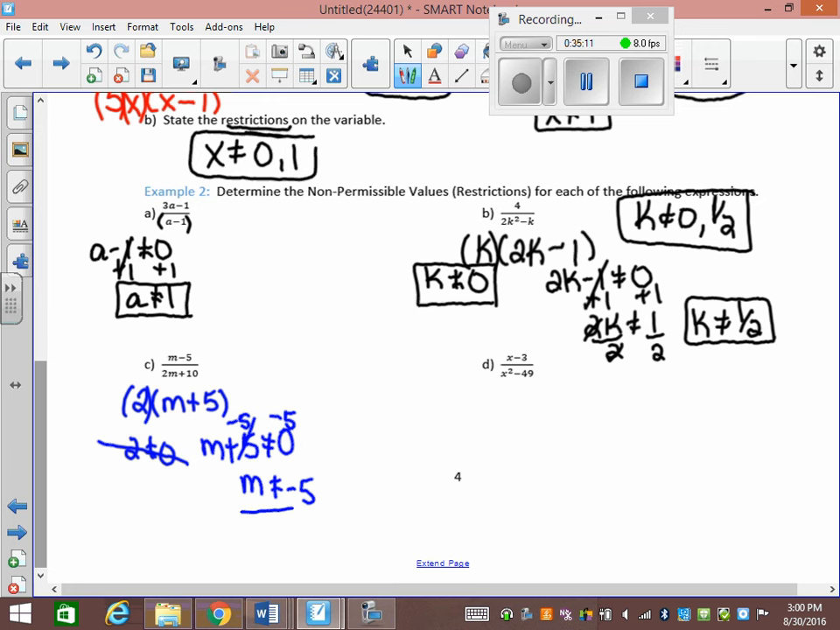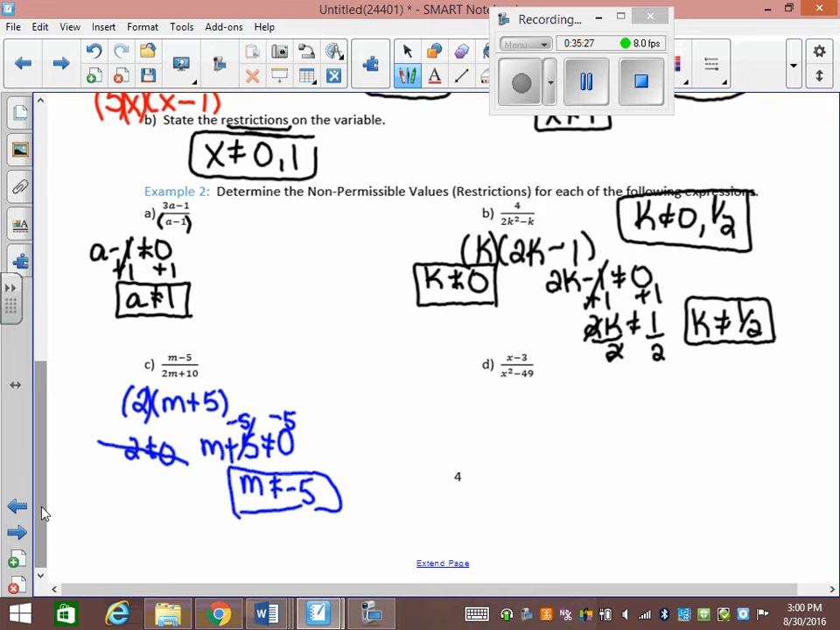Check it. See if you're right. Then negative 5. 2 times negative 5 is negative 10. What's negative 10 plus 10? 0. You know we're right. If we plug it back in, we get 0 with it.